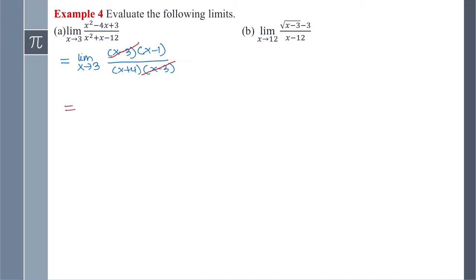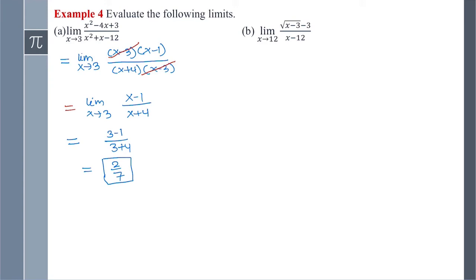And then we get the limit as x approaches 3 of x minus 1 over x plus 4. So now we can do the direct substitution. If we plug in x equals 3, then in the denominator we get 3 plus 4, which is 7, and it's not 0. If we don't get 0 in the denominator, it's okay to do the direct substitution. So let's go ahead and do that. This equals 3 minus 1 over 3 plus 4, which is 2 over 7. So this is the limit for that function.